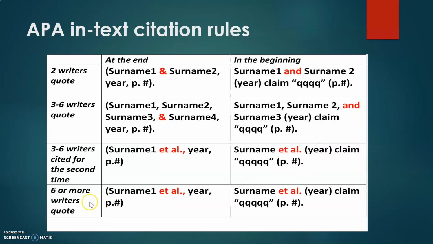If it is 6 or more writers, APA 6th edition requires that you give it with et al. You write the first writer's surname only and write et al., right from the beginning with your first citation. Then you give the year and page number, and this is how you do it if you are giving it in the beginning of your citation.